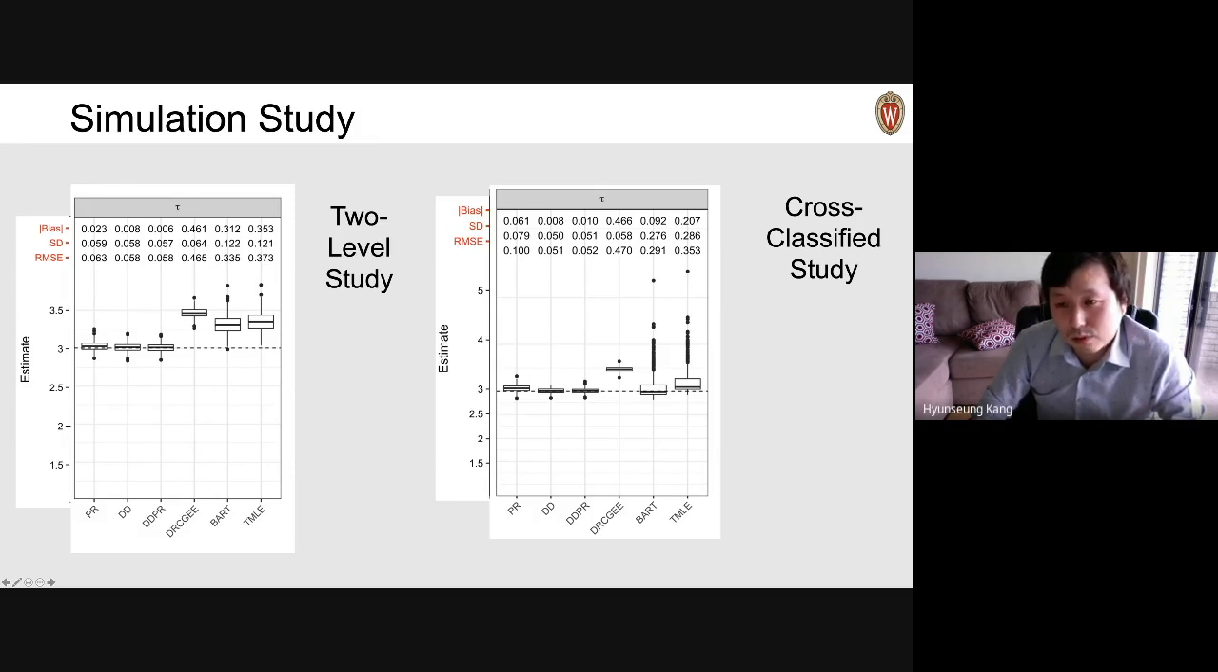The same happens for cross-classified studies. With more complicated clustering structures, our estimators are much closer to the truth than these ones. Especially if you look at the tailing behavior of this, it's fairly large, and you can see that the bias and the variance are also much more inflated compared to our adjustments here, especially DD and DDPR.